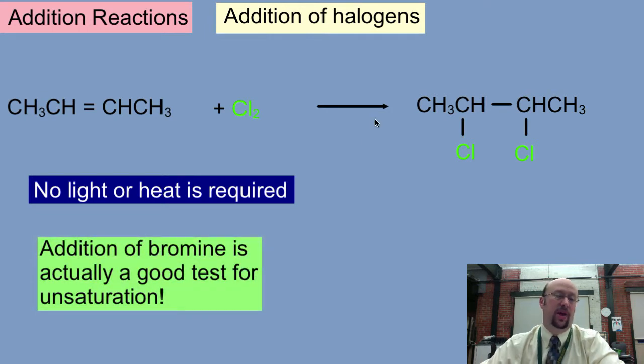This is an addition reaction. So one of the big differences is that no light or heat is needed in this case. And then we can also do this with other halogens, typically bromine. In fact, bromine is a really good test. If we add bromine to compounds that we're not sure are saturated or not, they will react and turn color, so that will tell us, hey, this actually is an alkene or an alkyne. It's not an alkane. So it tells us that something is unsaturated.